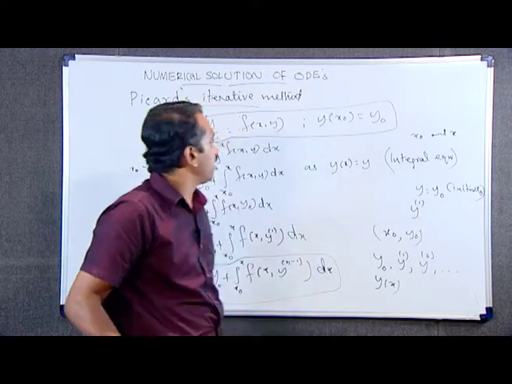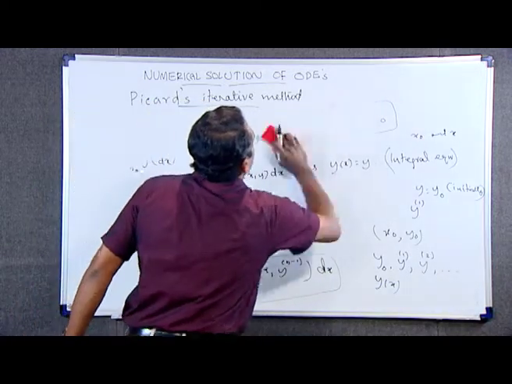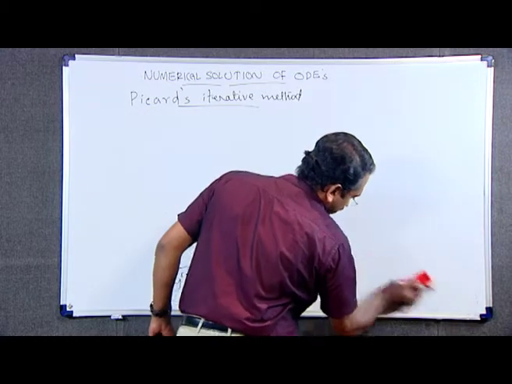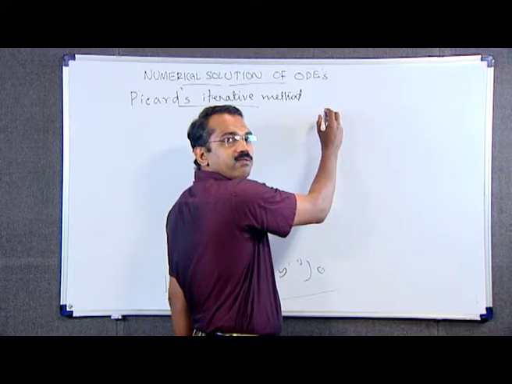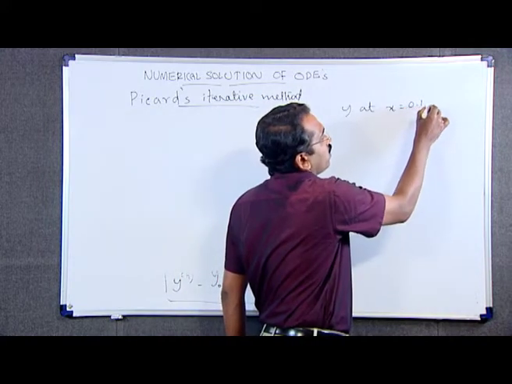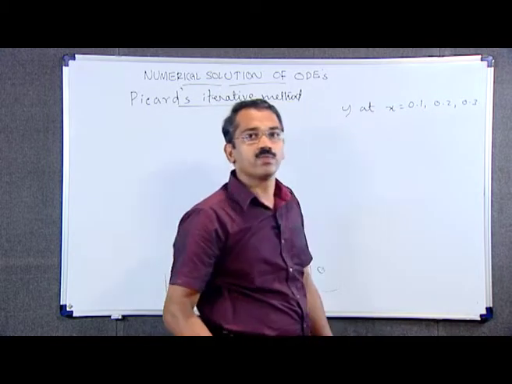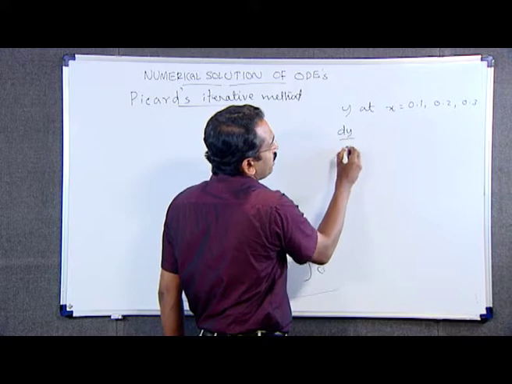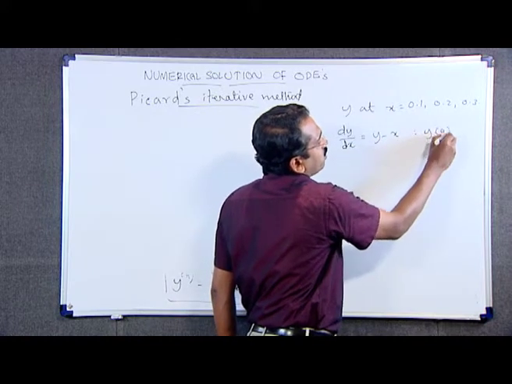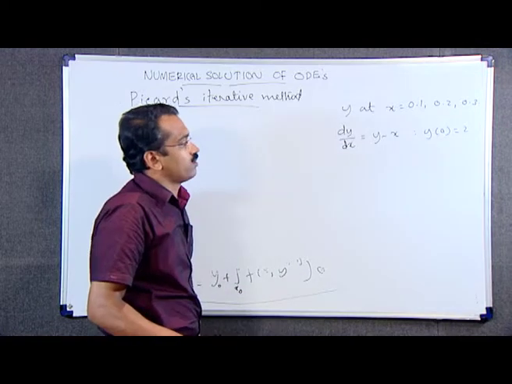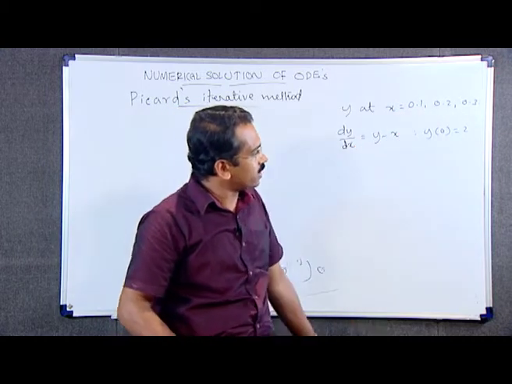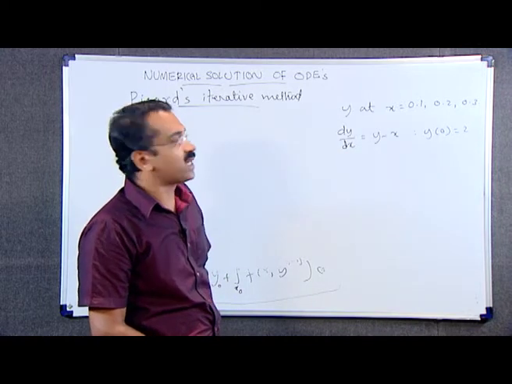Now, consider an example for solving a differential equation using this Picard's iterative method. Apply Picard's method to find the values of y at the points x is equal to 0.1, 0.2 and 0.3, given that the differential equation dy by dx is equal to y minus x, such that y of 0 is equal to 2. We want to solve this differential equation for x is equal to 0.1, 0.2 and 0.3 by using Picard's iterative method.